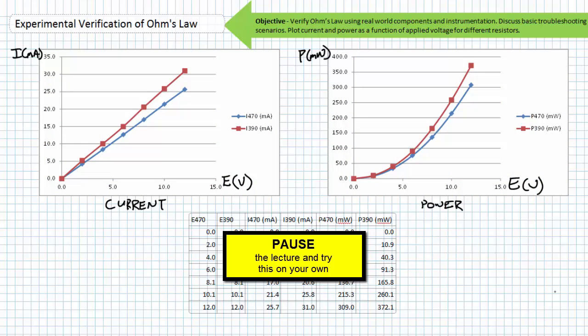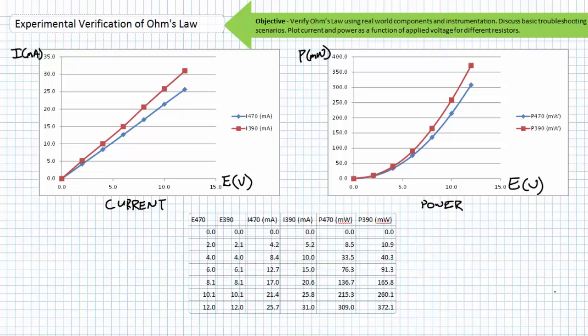Pause the lecture and see if we can perform an analysis of these two graphs. What properties do these graphs illustrate with respect to Ohm's law and power dissipation? How do these graphs visually demonstrate our hypotheses?